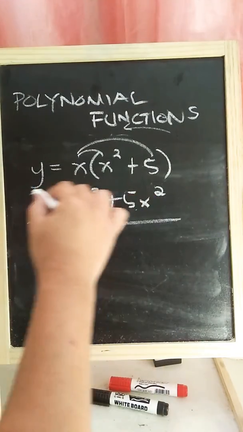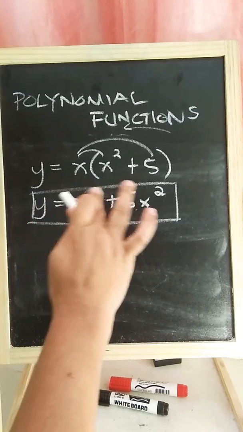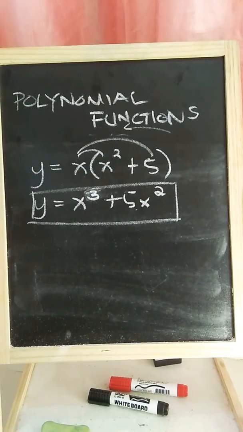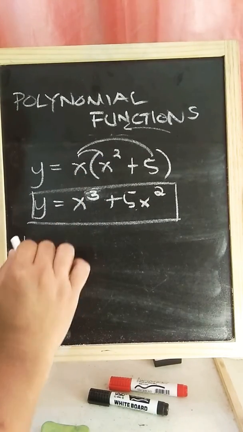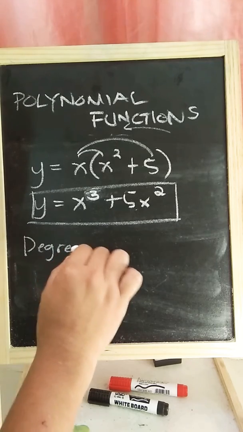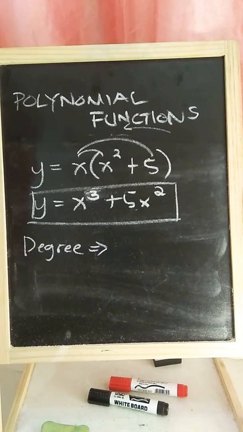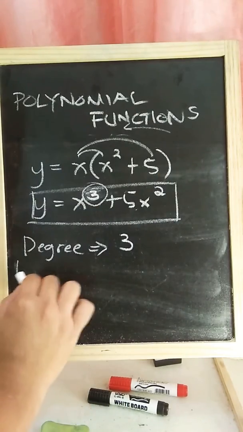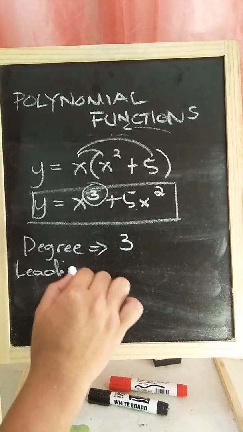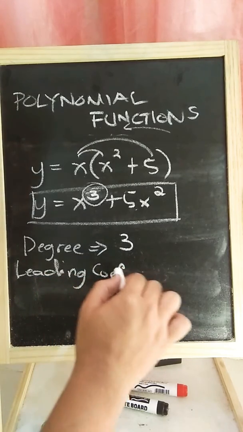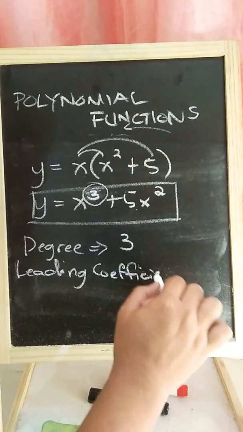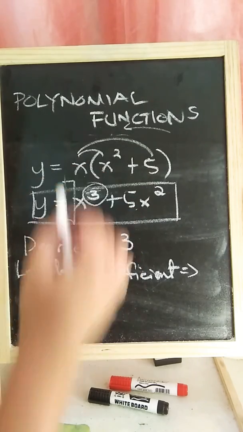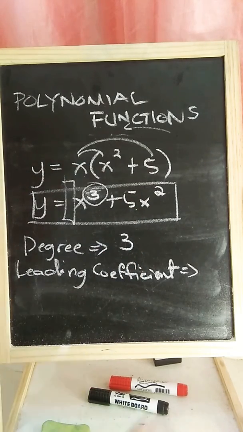Okay? For the degree, we will be looking again for the one with the highest exponent. So, 3. And then the leading coefficient. For the leading coefficient, it is the number beside the term with the highest degree. In this case, it's 1.